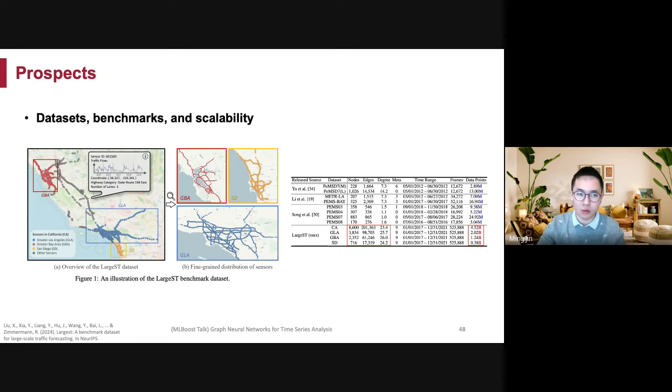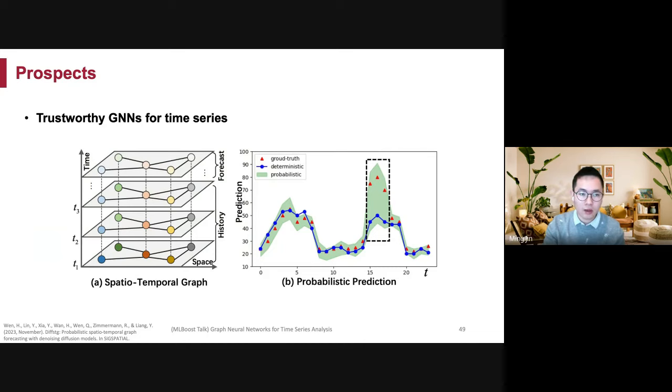Okay, so this is also one direction that we could work on. Another one is trustworthy GNNs for time series. In these cases, for example, given a network trained on a specific data set, how can we believe that the prediction is truly reliable or not?